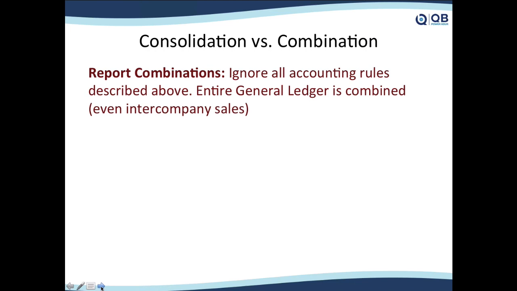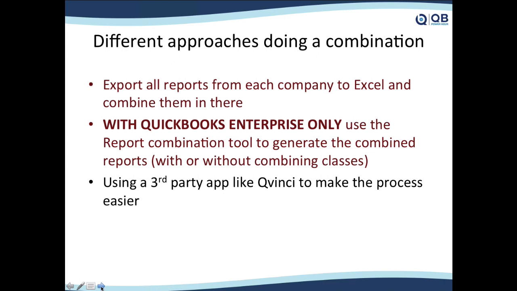Combination means we ignore all the accounting rules, and we basically take the entire general ledger and combine them, even including intercompany sales. All right. So if we're going to do a combination, there are going to be three approaches. One is we do it manually: we export the P&L from each financial statement into Excel and combine them in Excel. That's called the poor man's combination tool, right?